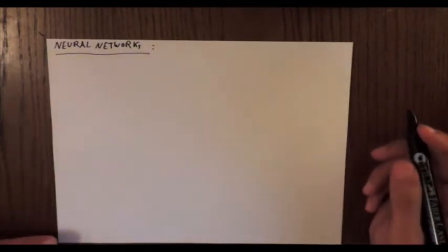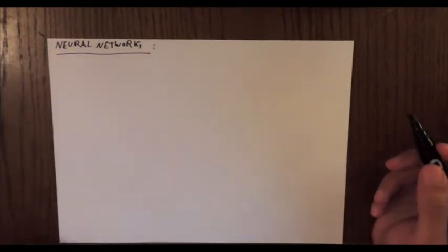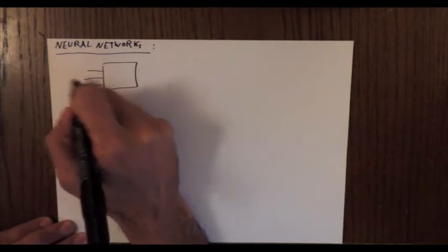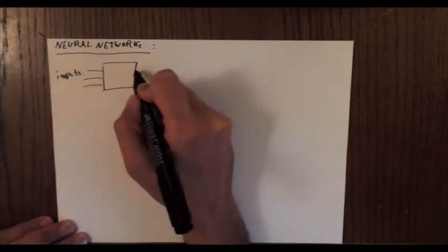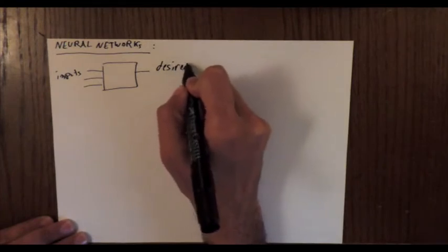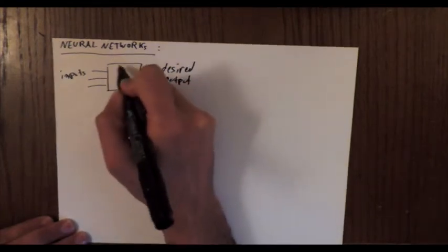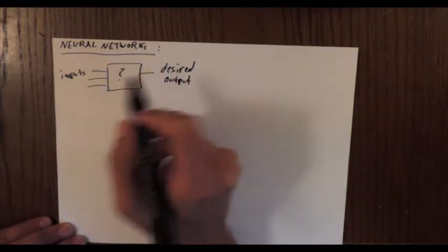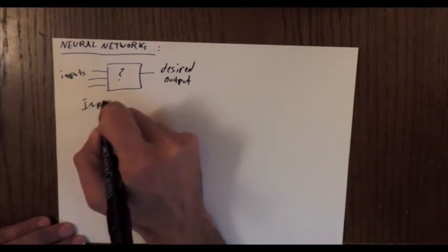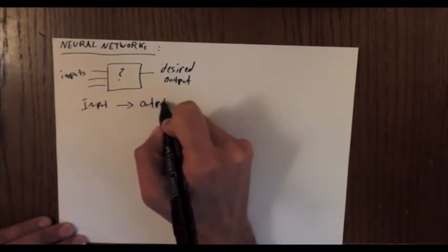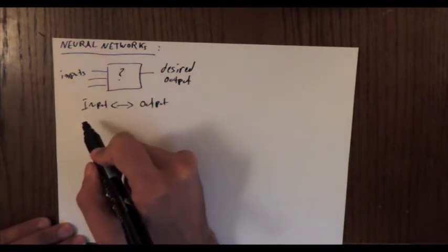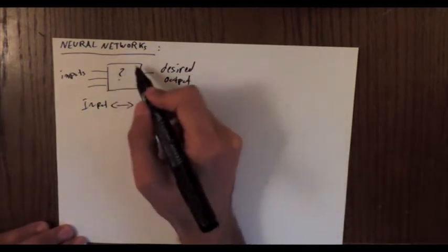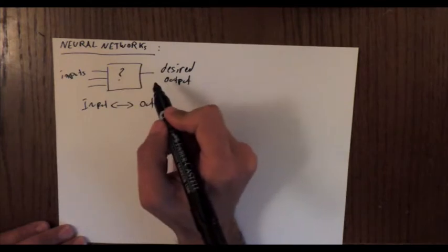So what are neural networks used for? Typically we have a system that's called a black box, and we have some inputs and we want a desired output. However, we don't know what's going on inside that system, so this is unknown for us. But we have the mapping between input and output. So we know for a fact that if you give a certain input, you produce a certain output. So what we can do is actually teach that box to behave accordingly.